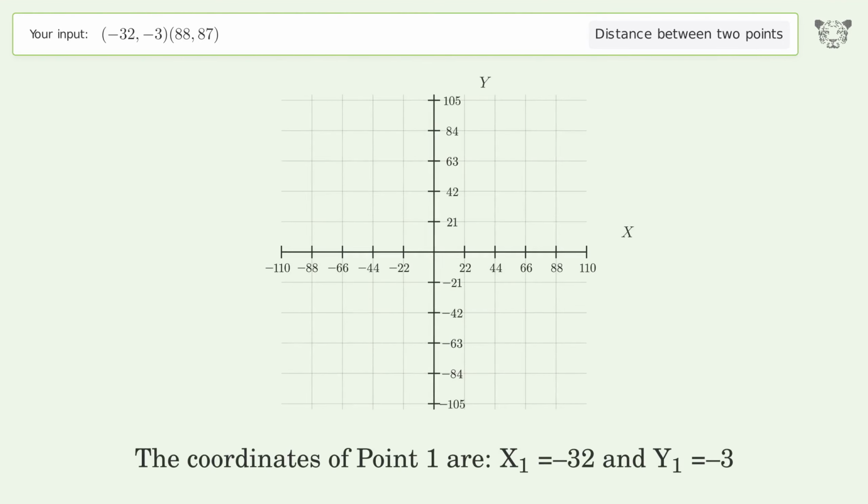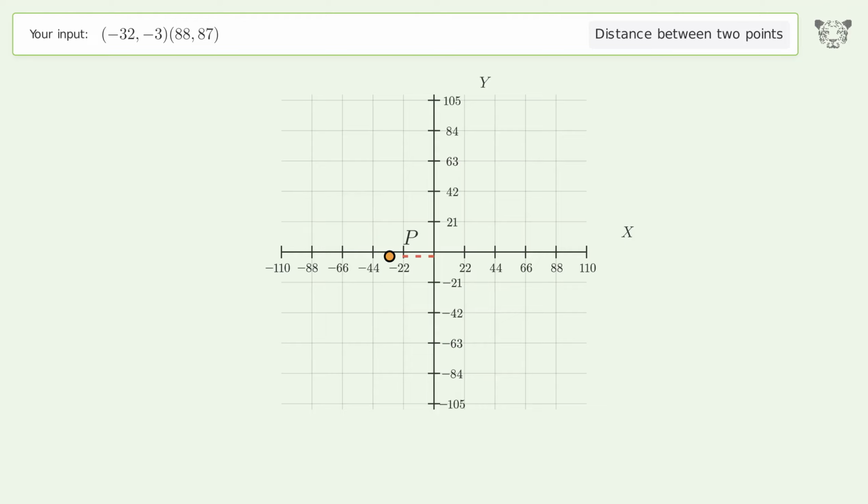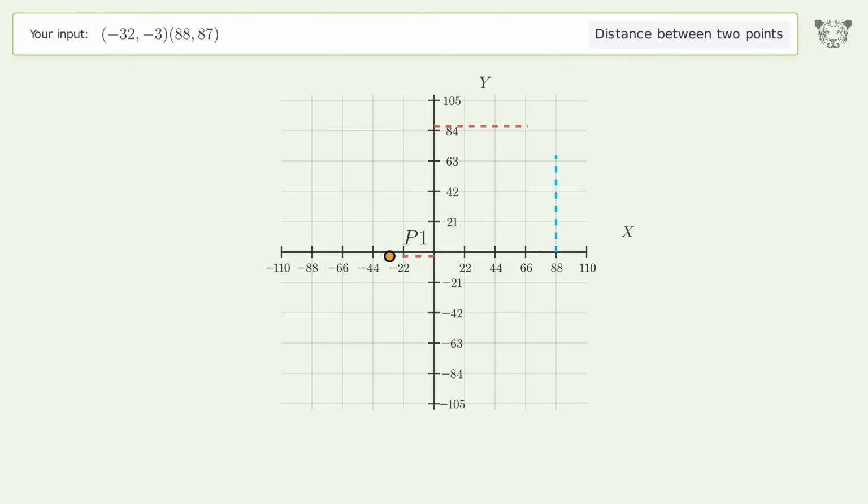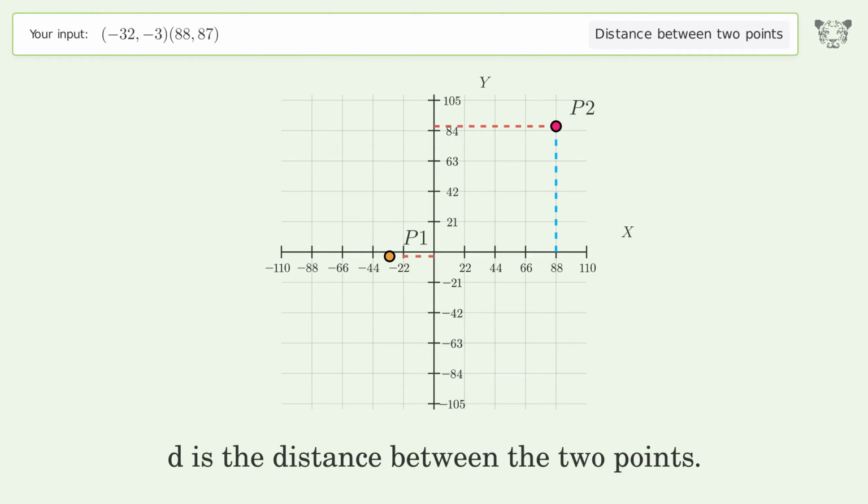The coordinates of point 1 are x1 equals -32 and y1 equals -3. The coordinates of point 2 are x2 equals 88 and y2 equals 87. D is the distance between the 2 points.